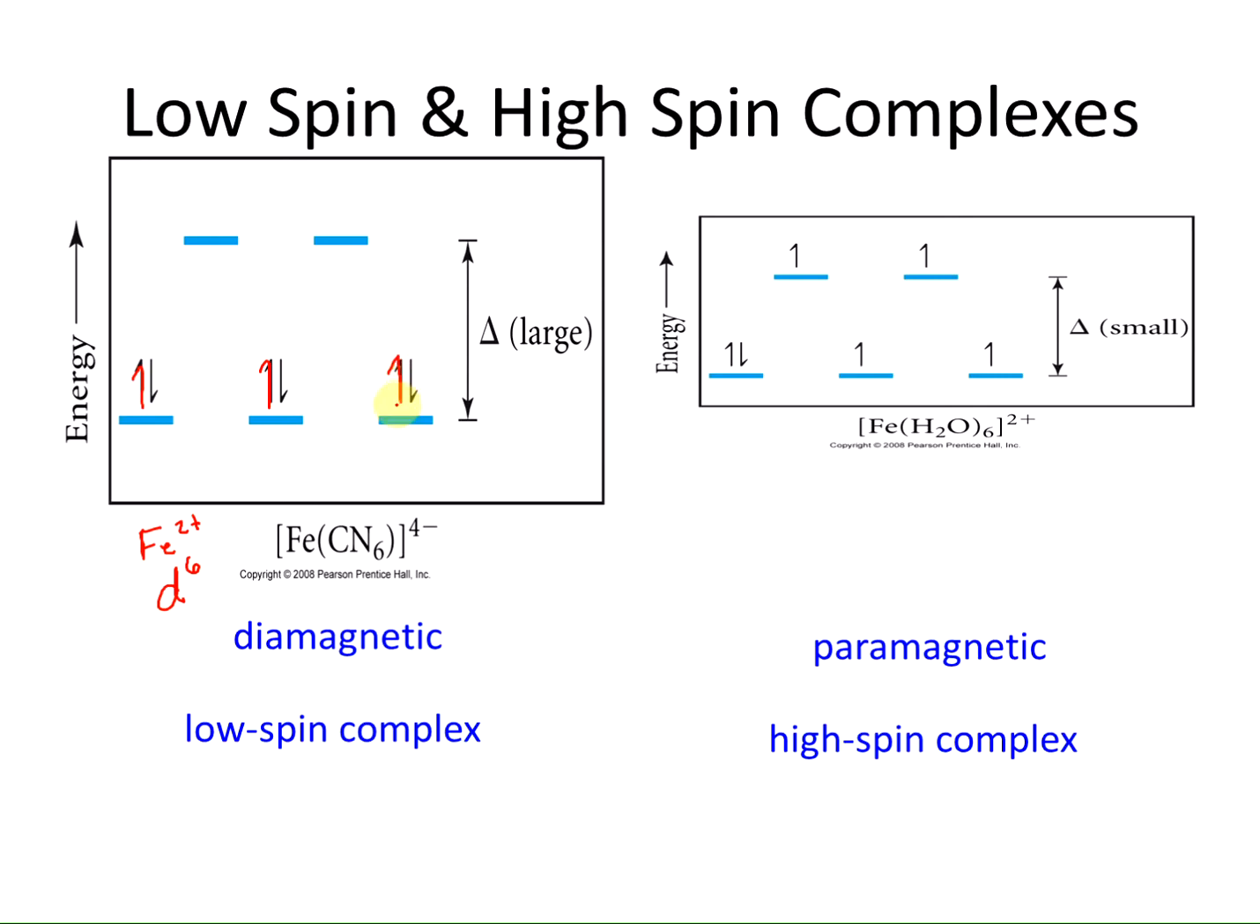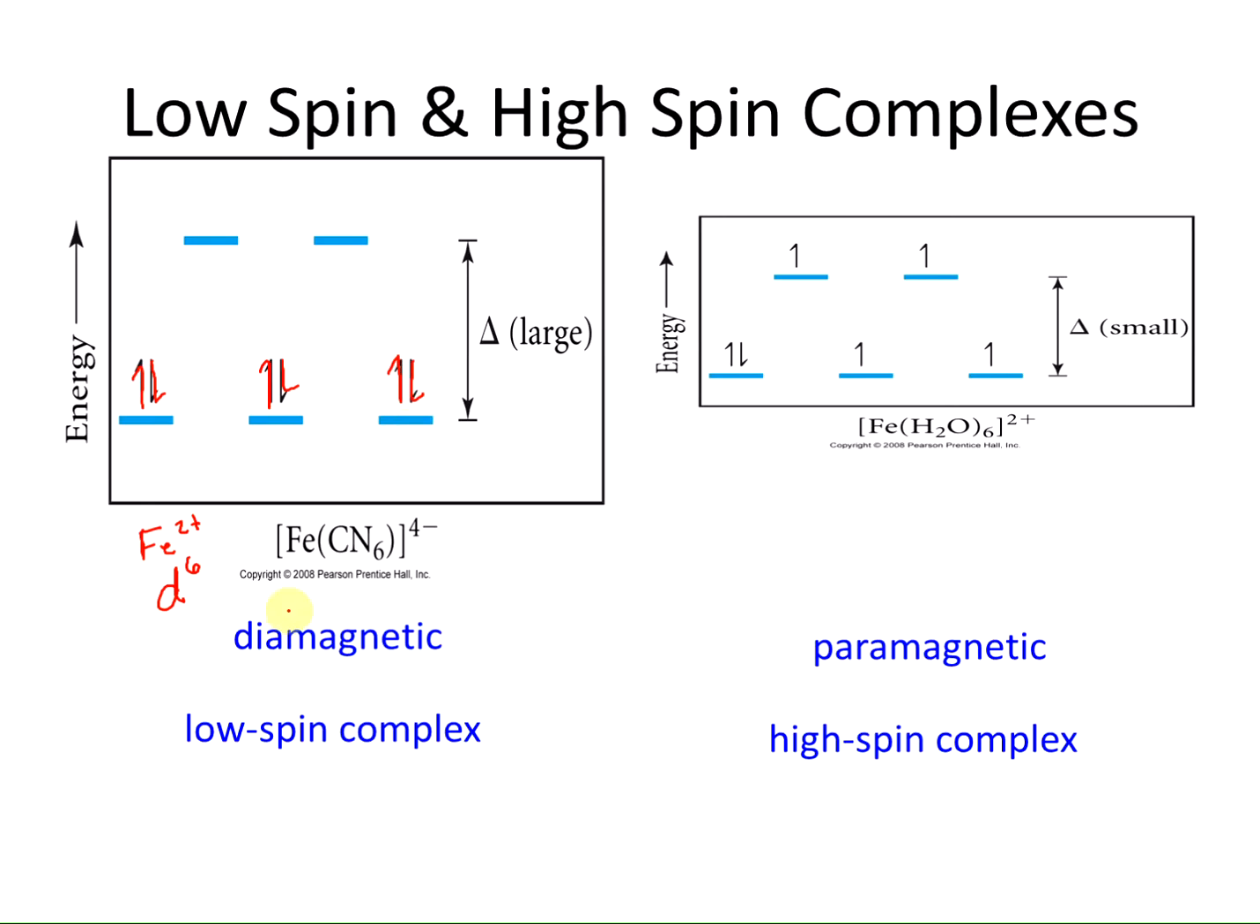My choice for my 4th electron, I could either put it down here low or here up high. But there's a big energy gap between these two, and I'd rather put it down low, even though it costs me some energy to pair up the electrons. It costs less energy to pair them up than it would be to put it up high. So I'm going to put them all down low. So in this case, I have a diamagnetic compound because all of my electrons are paired up.